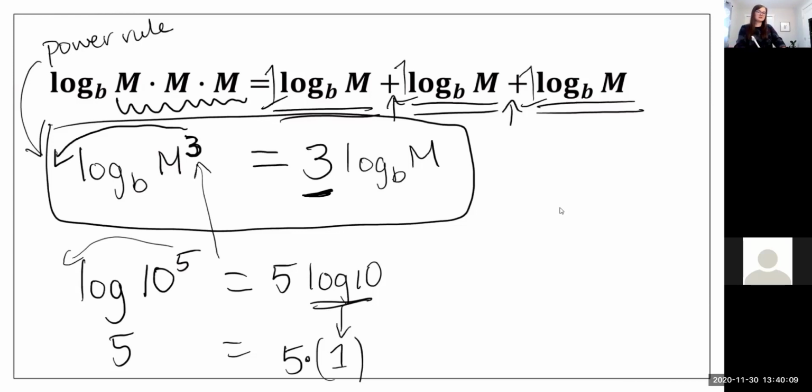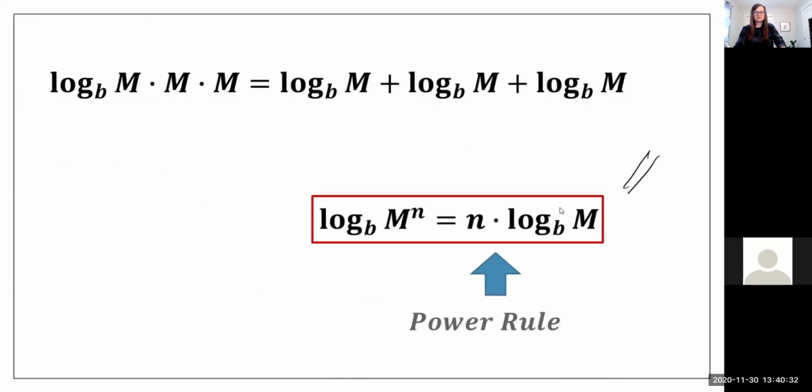Right? So you could either evaluate this by just asking yourself what power of 10 gives me 10 to the 5, or I could drop that exponent to the front of the log as a multiplication. It kind of comes out, and then it gives us that. So that's the power rule written down more formally here. That exponent drops down up front and it's equivalent. So you could go back and forth between these.